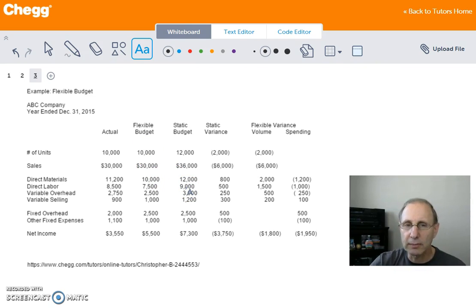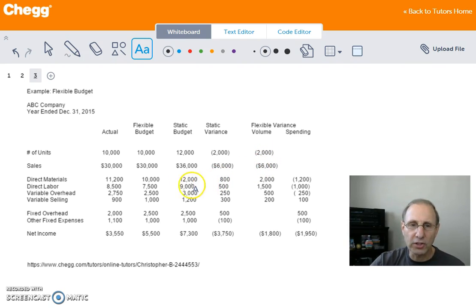So now we're going to compute the variances looking at the actuals versus the flexible budget. What that gives us the ability to do is take the total variance versus the static budget and break it down into volume and spending. So let's look at sales as the first line item. Obviously, we sold 2,000 fewer units. Our sales on a per unit basis at $3 per unit were $6,000 lower. So that all relates to volume.